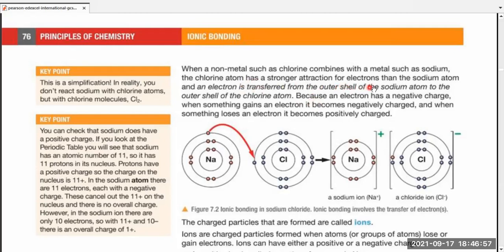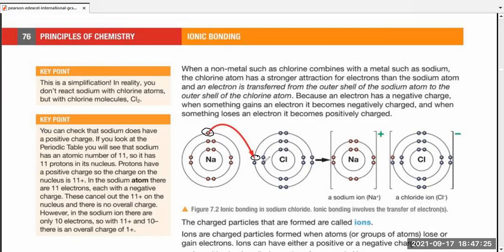Chlorine atom has stronger attraction for electrons than the sodium atom. And this is because the number of protons present in the nucleus of chlorine, which is 17, is greater than sodium, which is 11. Now, one electron is transferred from the outermost shell of sodium, this one here, all the way to the outermost shell of chlorine atom here.